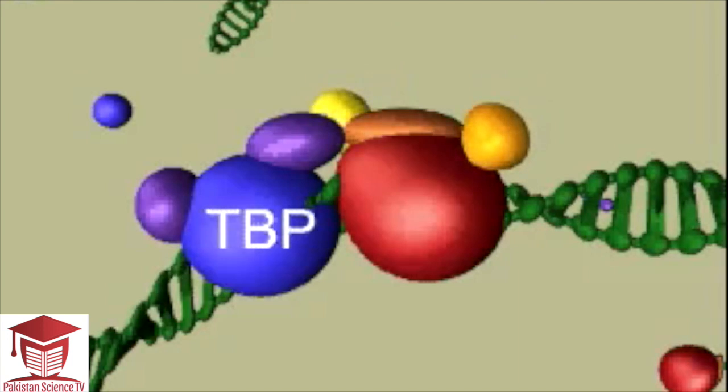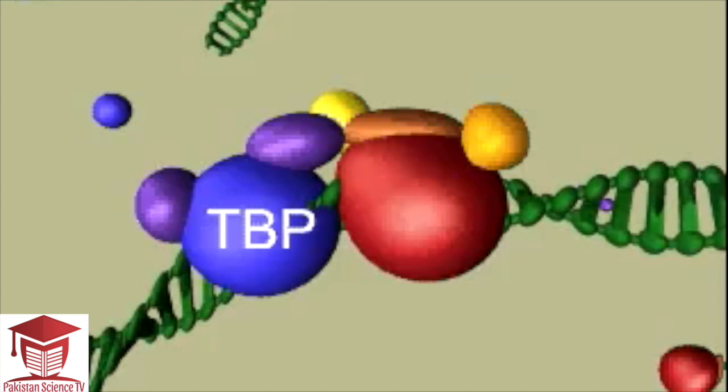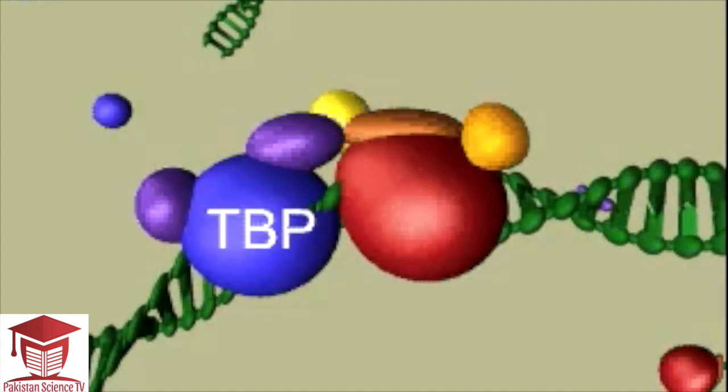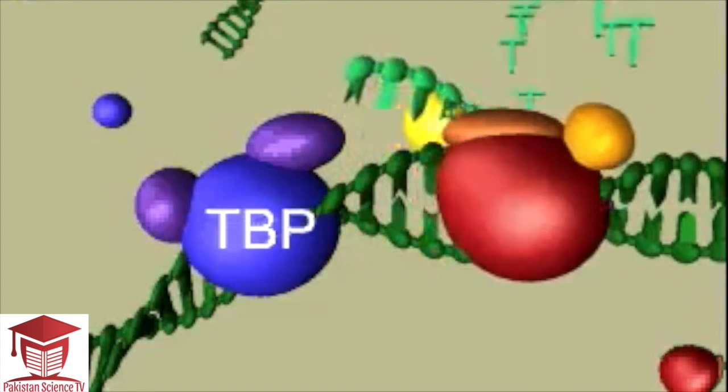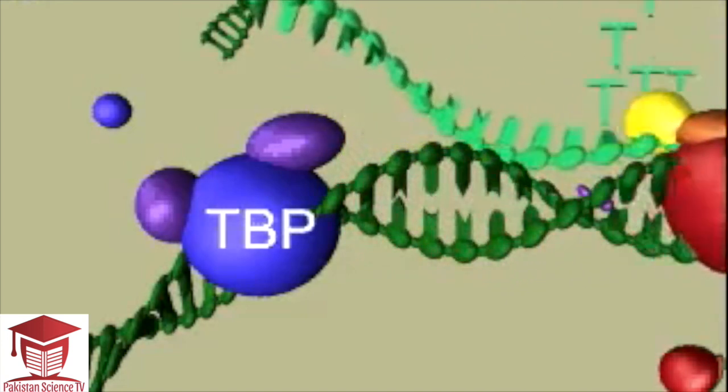The complete pre-initiation complex denatures the nearby DNA helix. RNA polymerase II and its associated proteins move along the unwound DNA and produce a messenger RNA complementary to the DNA template.